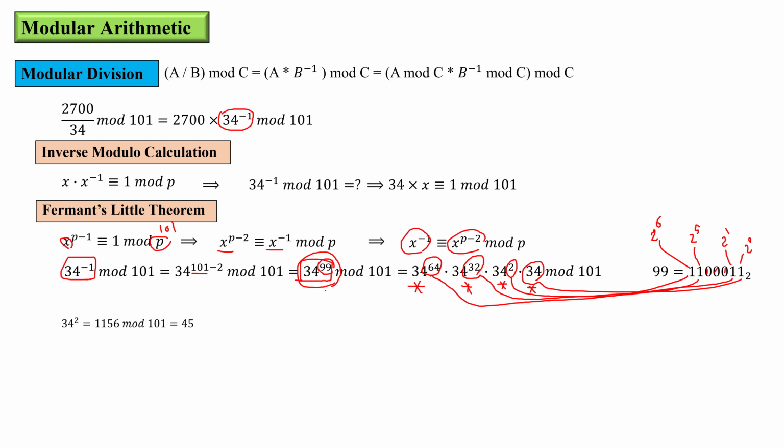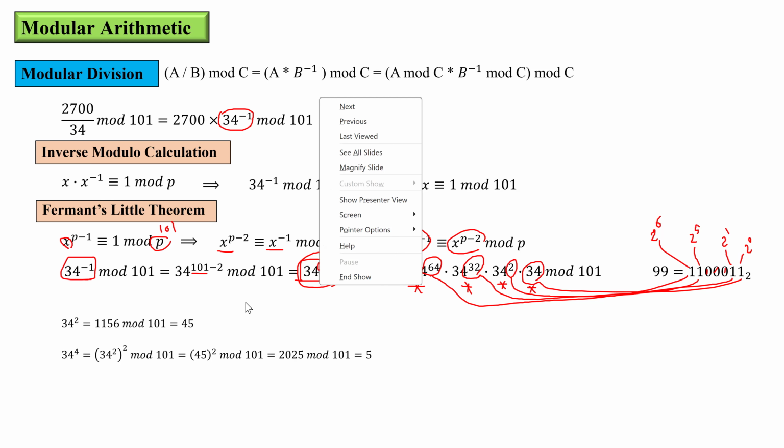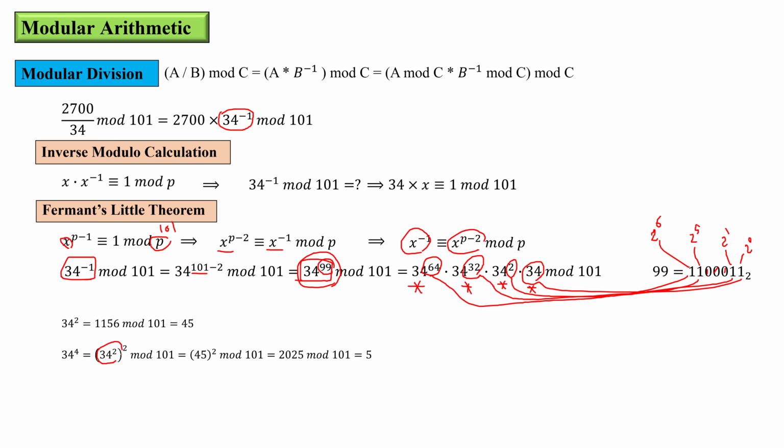So now we have 34, and 34 to the power of 2 equals 1156. Using the website, you will see that mod 101 equals 45. Computing 34 to the power of 4 equals computing 34 to the power of 2, and then again to the power of 2. We have 34 to the power of 2 from the previous step, which is 45, and 45 to the power of 2 is 2025. Mod 101 equals 5.